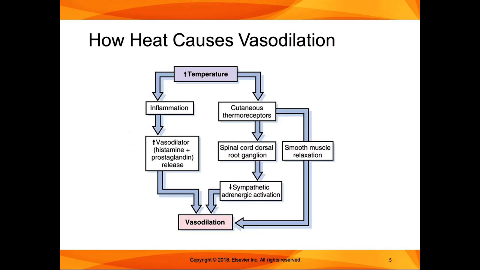So it causes vasodilation. It stimulates the cutaneous thermoreceptors, which cause smooth muscle relaxation. The cutaneous thermoreceptors go to the dorsal root ganglion, and they decrease sympathetic adrenergic activation, which causes vasodilation. Increased temperature can also increase inflammation, which increases the vasodilator chemicals, the histamines and the prostaglandins, which also cause vasodilation. So when you already have an inflammatory process going on, heat is probably contraindicated.